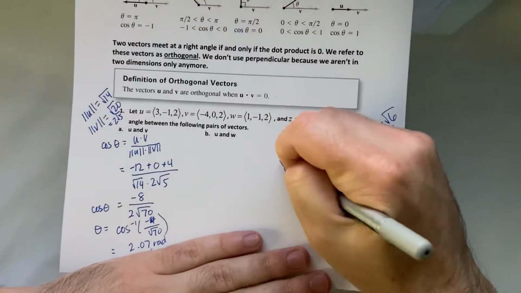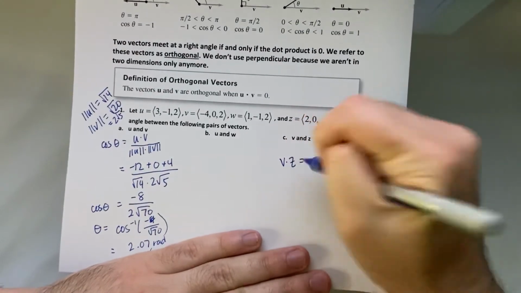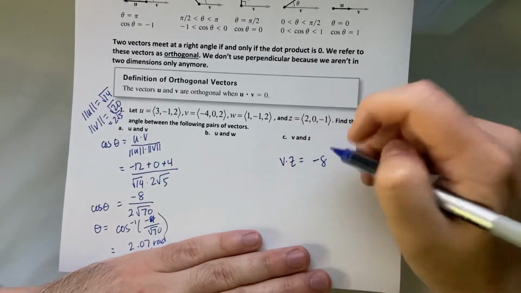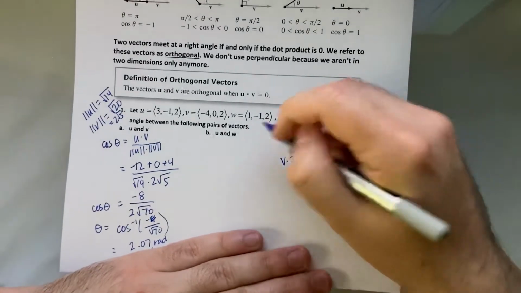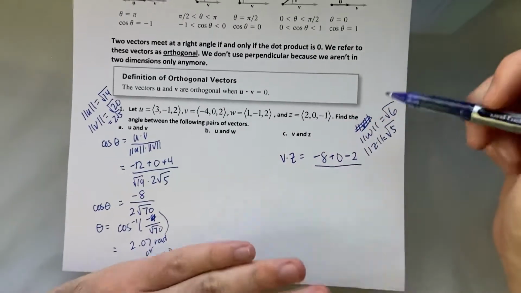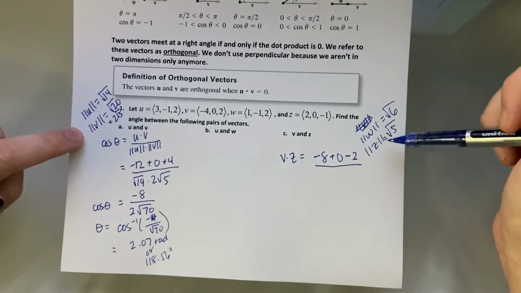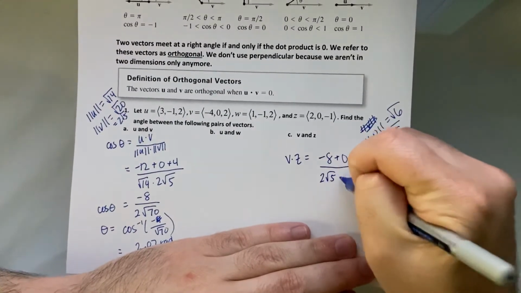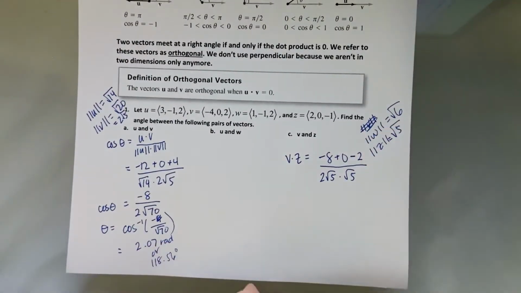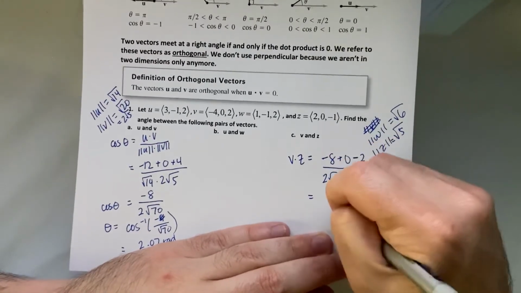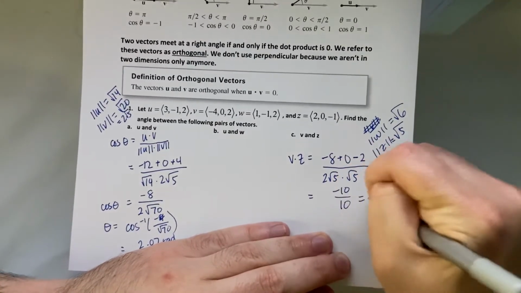Now let's do the dot product of v and z. -4 times 2 is -8. 0 times 0 is 0. 2 times -1 is -2. Now the magnitude of v and magnitude of z is 2 square root of 5 times square root of 5. Well, we know what that is. This is -10 over 2 times 5, which is 10.